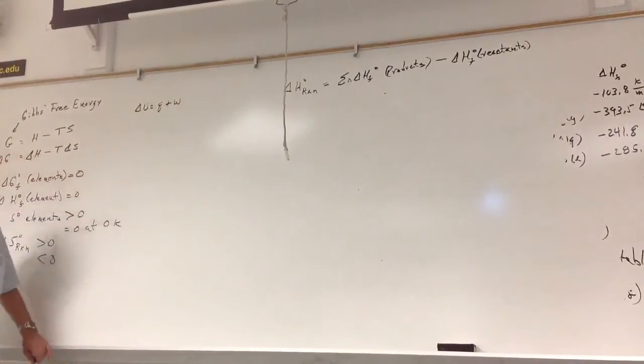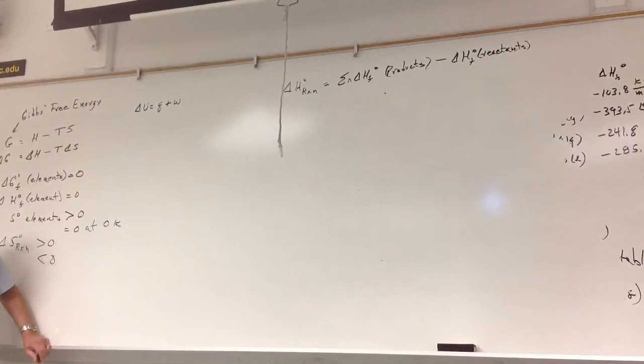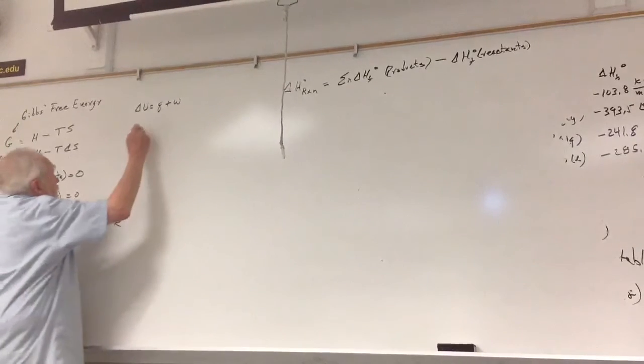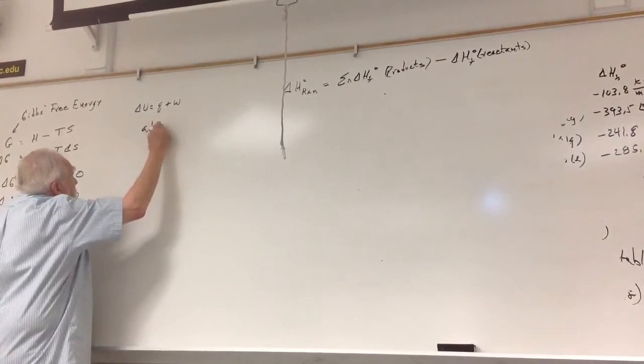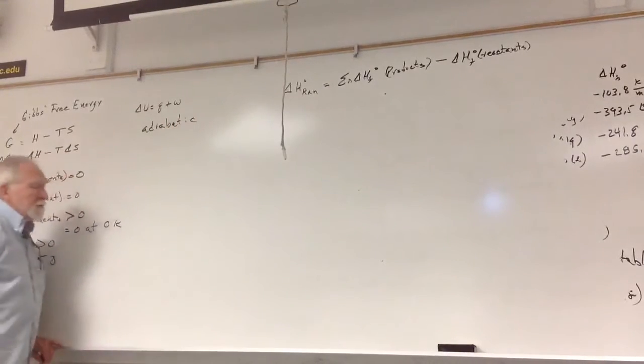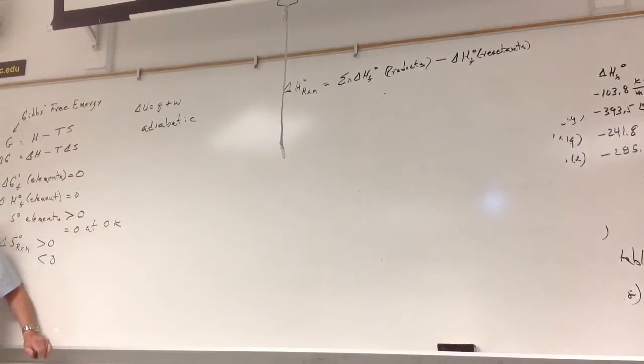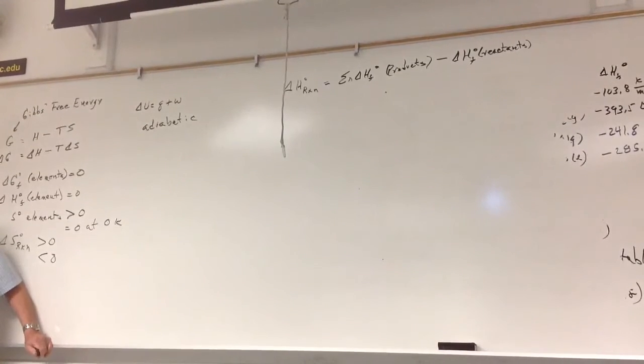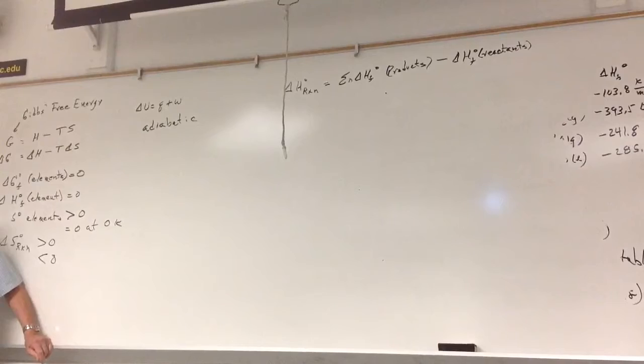U plus W. And if I know the heat change, and I know the work, and I gave you two equations for that, I can calculate the entropy, the internal energy change for the universe. Now, one of the types of processes we talk about is an adiabatic change. Adiabatic means there's no heat exchange between the system and the surroundings.